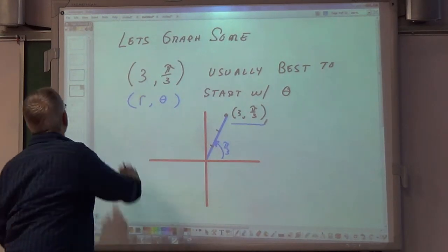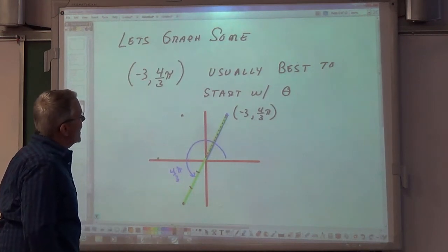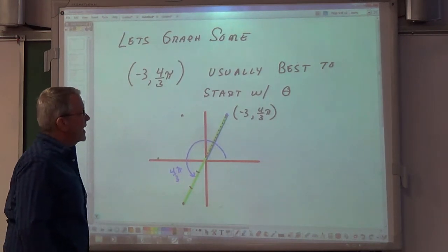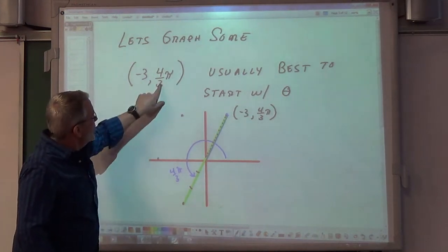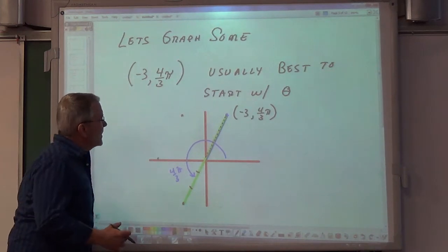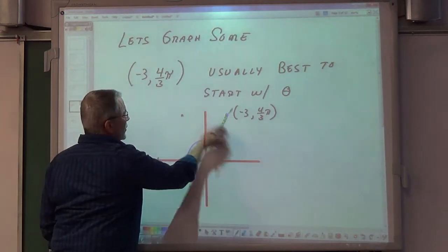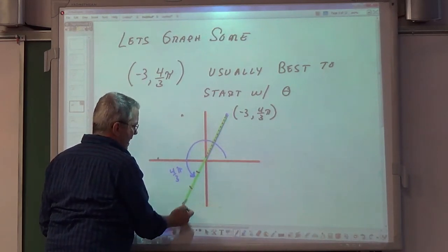Let's graph another point in polar coordinates. Let's graph (-3, 4/3 pi). Again, always best to start with theta. We're going to 4/3 pi now. So I'm going 1/3, 2/3, 3/3, 4/3. So I'm going to go around to 4/3 pi right there.